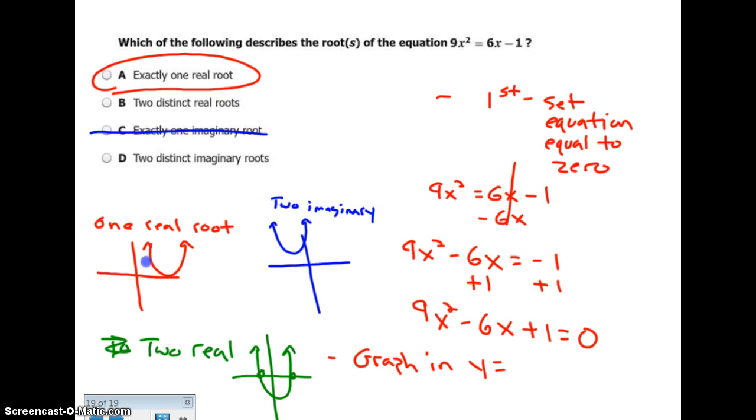All right? Well, our case looked somewhat like this one. It hit the x-axis and then bounced back up. So that's an example of where you have 1 real root. So that's it.